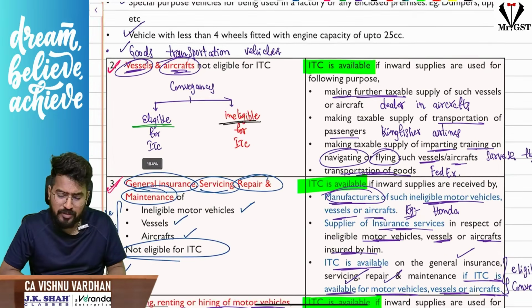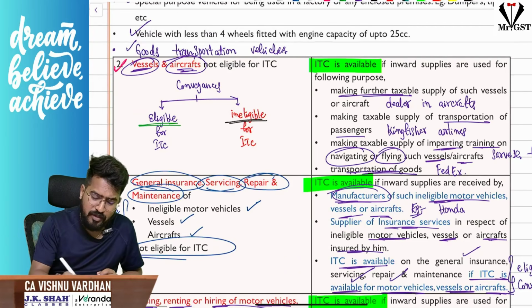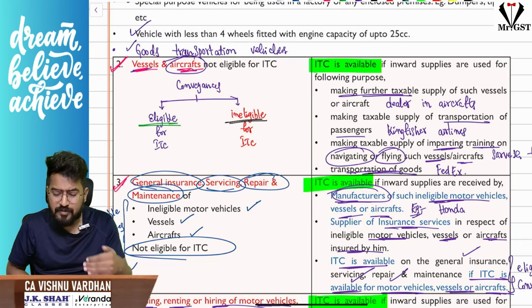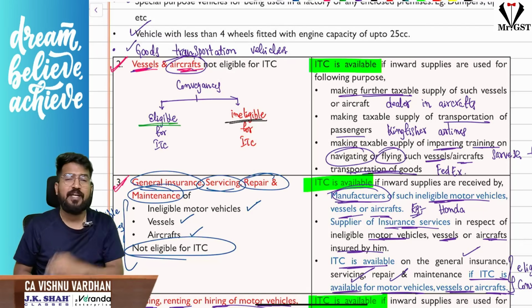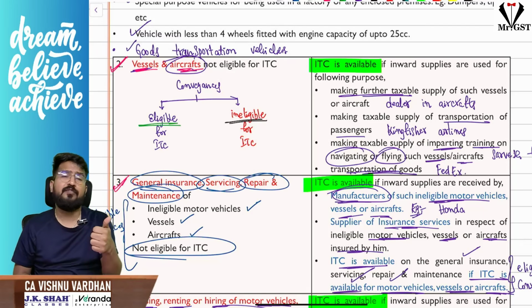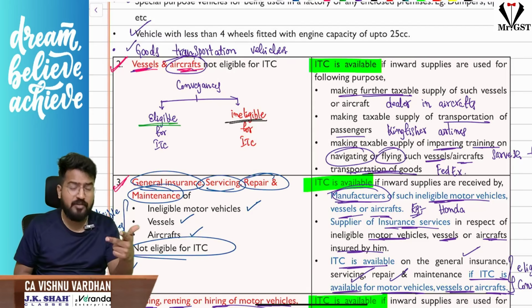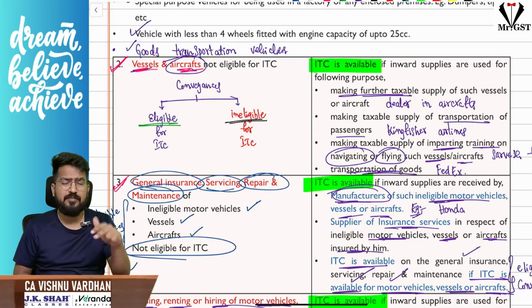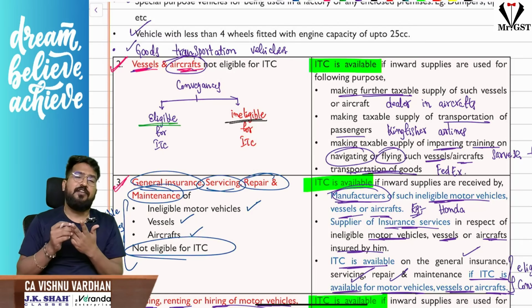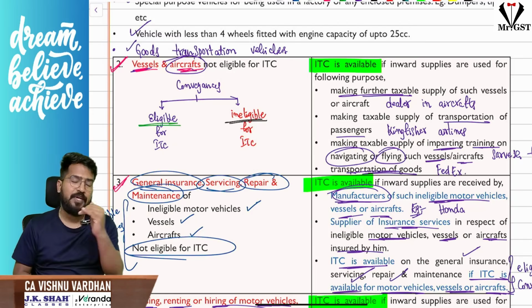the same logic is equally applicable. The same provisions, whatever we have discussed just now, are equally applicable even for vessels and aircrafts. If you are buying vessels and aircrafts for business purpose, you cannot take ITC. But if you are buying them for transportation of goods, passengers, or further supply of such vessels or aircrafts, that means you are a dealer in aircraft or vessels, or for imparting training in flying or navigating skills, then you can happily take ITC.